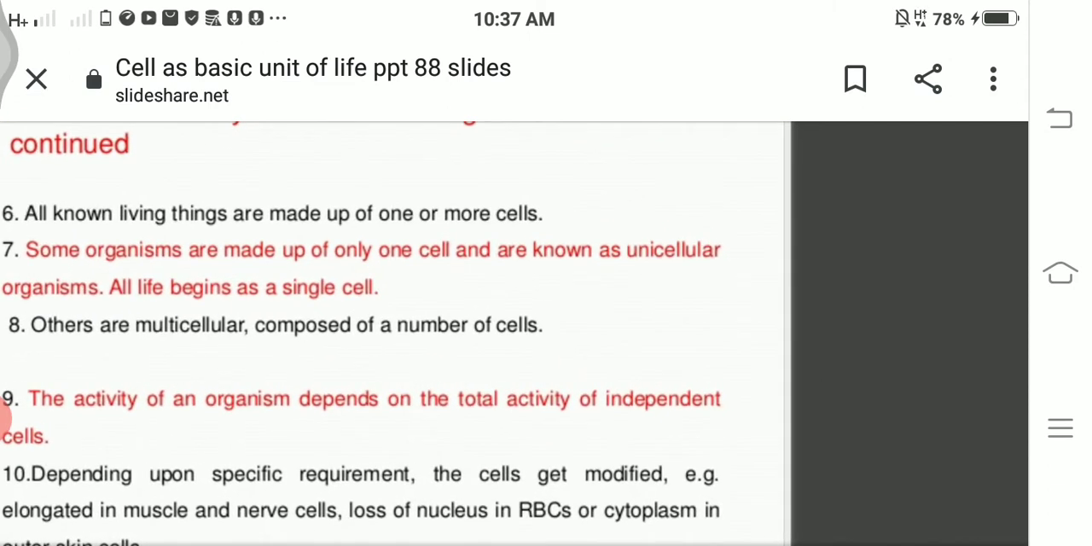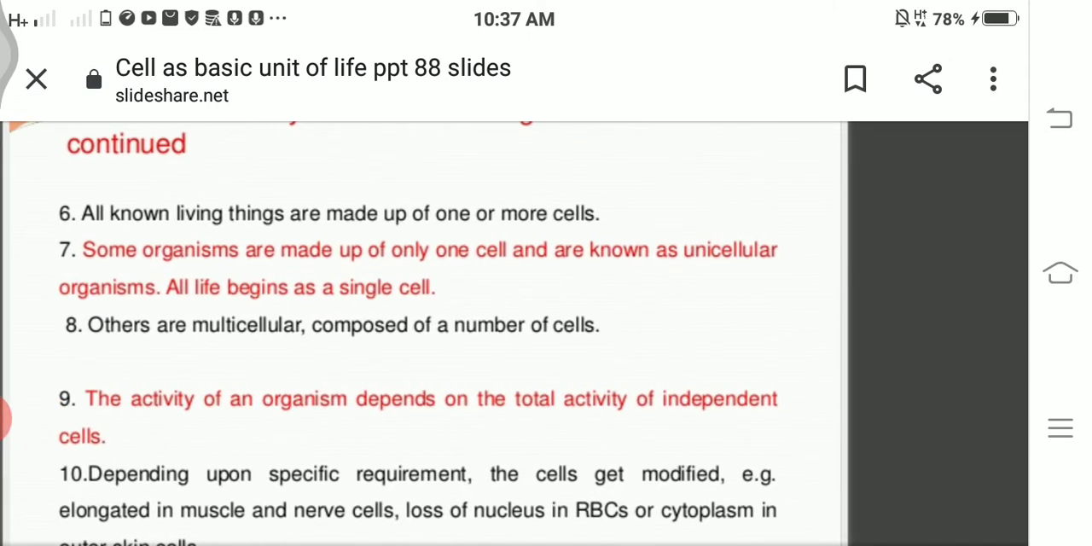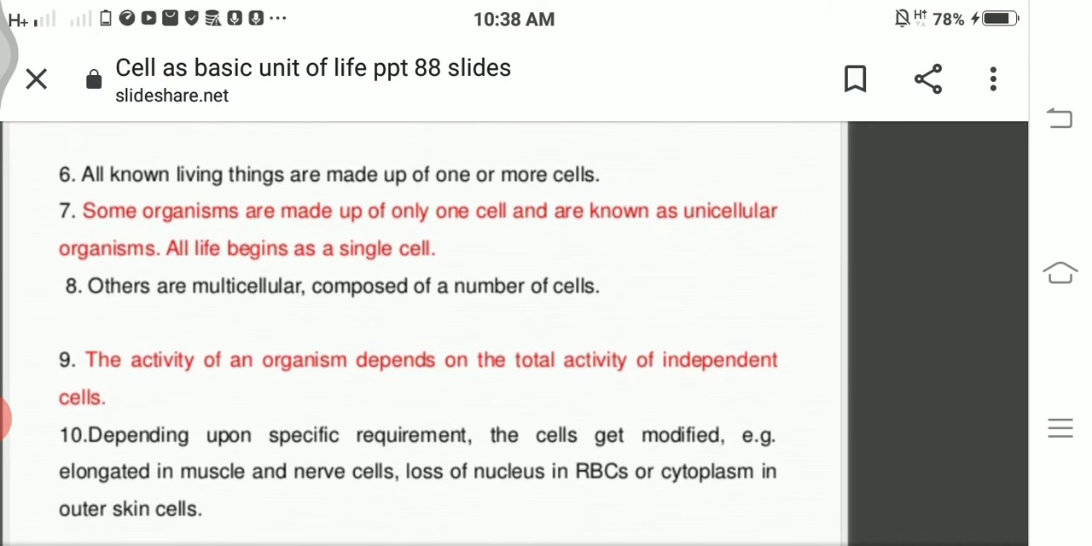What does the modern theory include? Some more points. All known living things are made up of one or more types of cells. Accordingly, we mention unicellular or multicellular, which I have already told you. So, the activity of an organism depends on the total activity of the independent cells. How the cells are working, similarly the body will work.